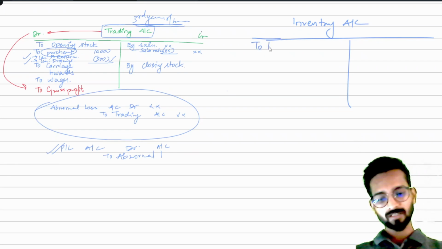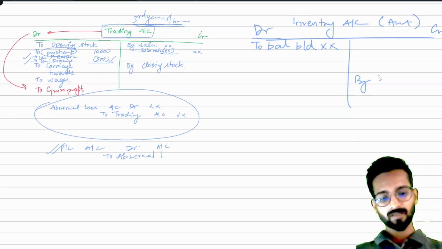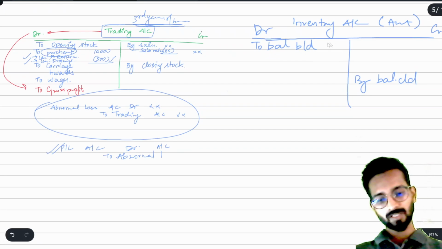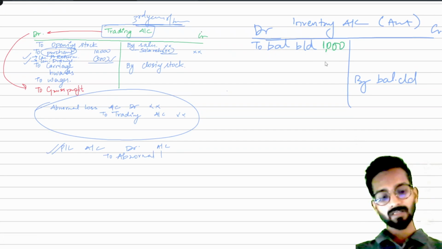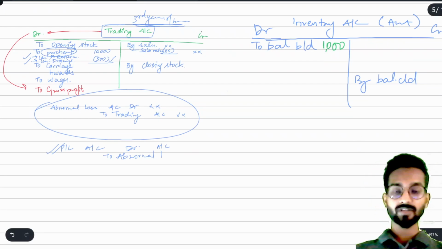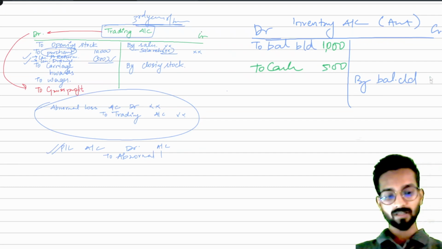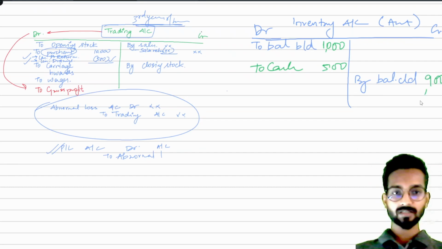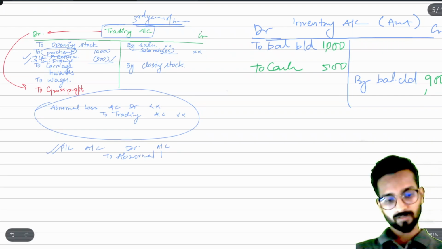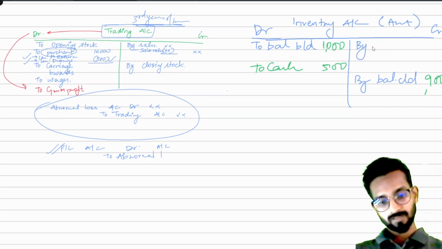there will obviously be an opening balance. Inventory is my asset, so opening balance will obviously be on the debit side, so to balance BD, and here we will write by balance CD. Simple. Let's say I had an opening balance of 1000 rupees. Now if I tell you I have purchased inventory of say 500 rupees, what will I write? Inventory account debit to cash 500. Simple. I have a closing balance of say 900 rupees, so I have written here closing balance. If I tell you I have sold goods by cash, I have received, and I have sold goods of say 1000 rupees.